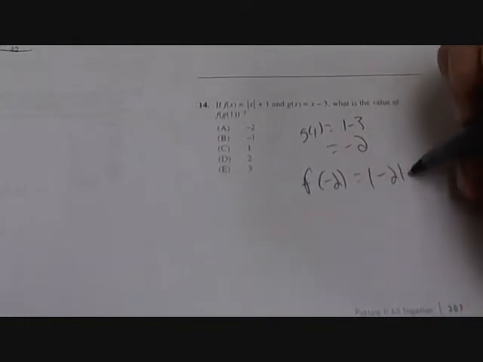for x. So you get 1 minus 3, which is equal to negative 2. So now you do f of negative 2, which is equal to the absolute value of negative 2 plus 1. The absolute value of any negative number is always positive. Plus 1, so it's 3. So the answer is E.